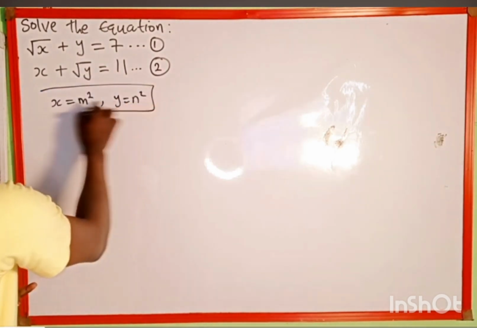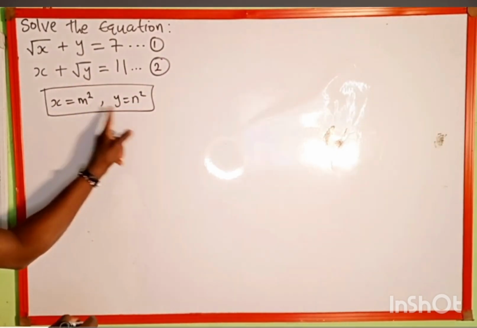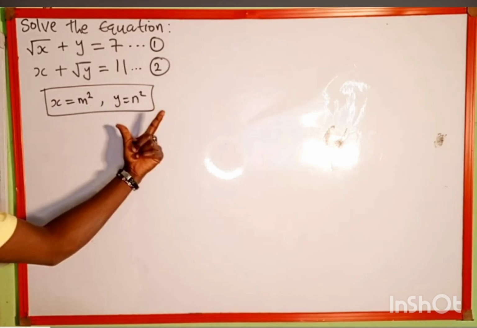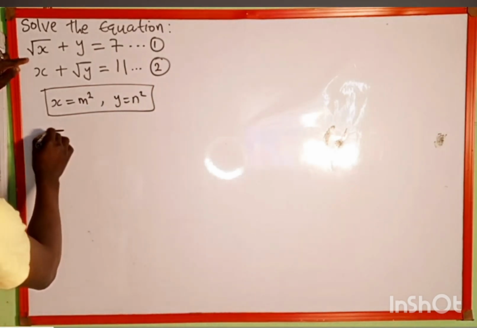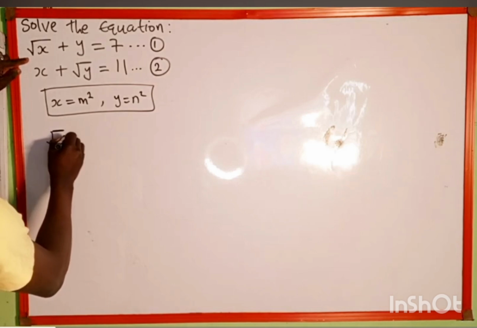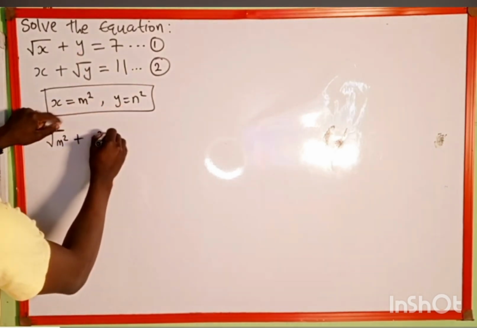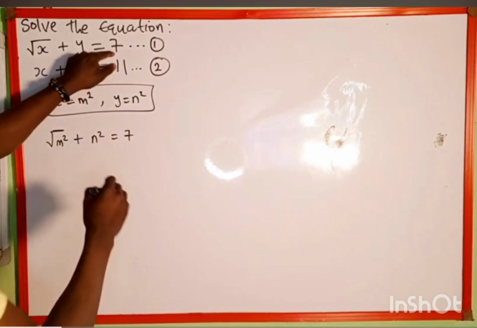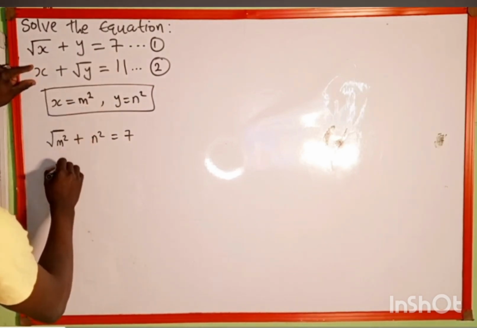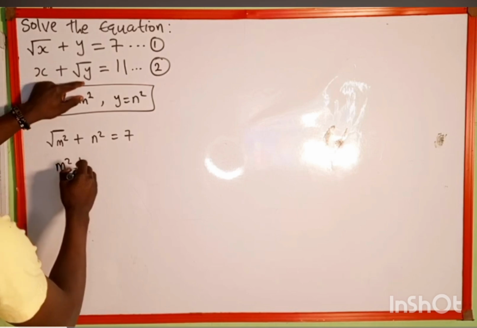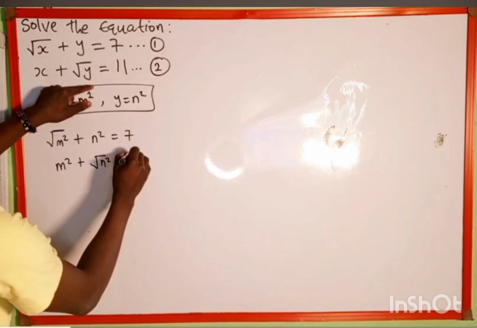Now we're going to replace it back into the equations. Anywhere we see x, we replace it with m squared, and anywhere we see y, we replace it with n squared. So in place of x here is going to be the square root of m squared, then plus, in place of y, n squared, which is equal to 7 from equation 1. Then equation 2, in place of x we replace m squared, plus, in place of y, the square root of n to power 2, which is equal to 11.